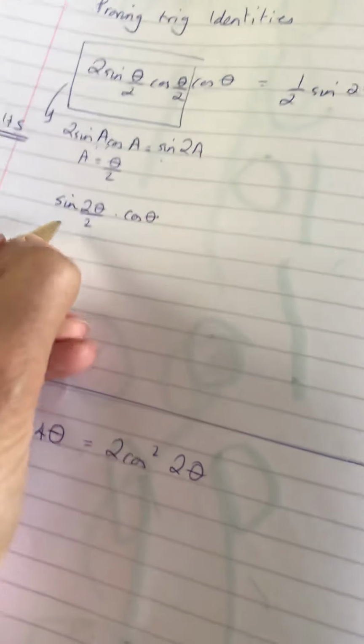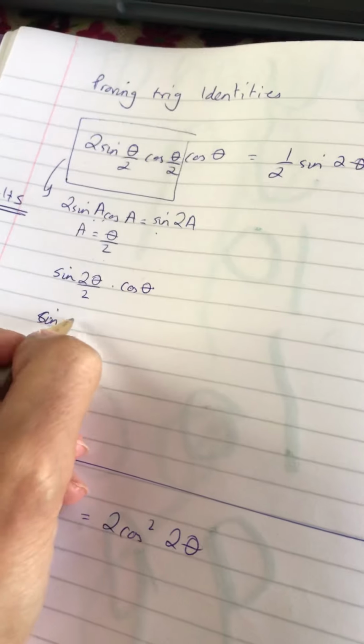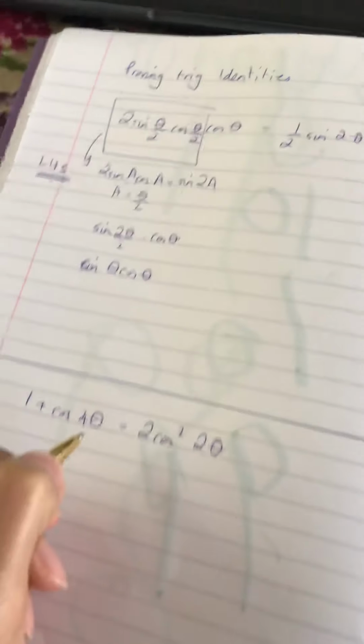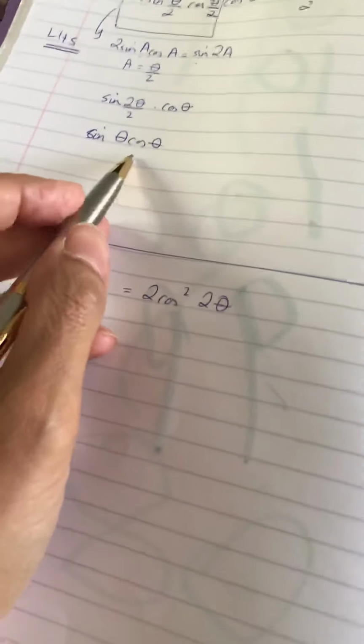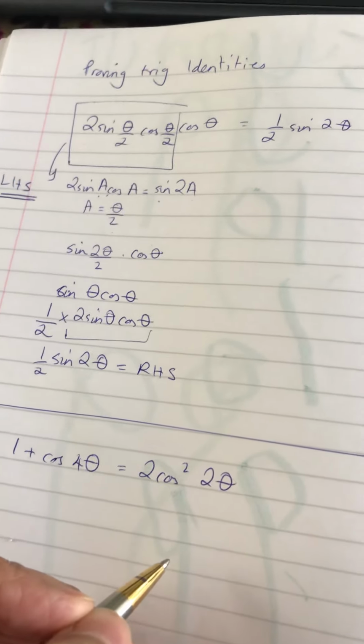I'm just going to tidy up a little bit. So that there is sine theta cos theta. Now sine theta cos theta, well, that's neatly 2 sine A cos A, except it's half of that. So here I'm going to say that this is half of 2 sine theta cos theta. This bit here is sine 2 theta. So I've got half of sine 2 theta, which is the right hand side. So I've proven it. Okay, so that one's done.